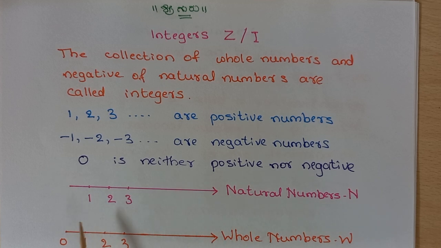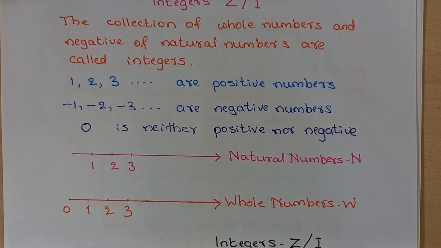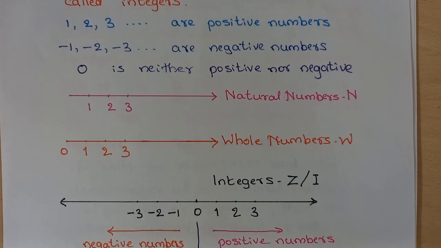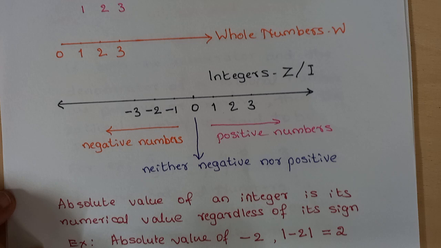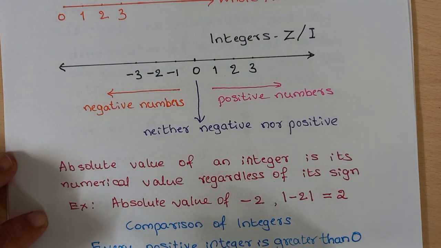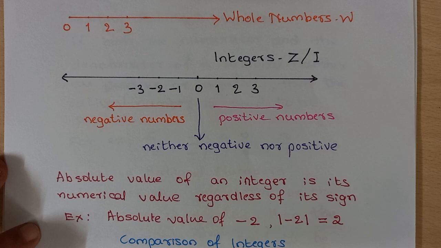endless. Whenever you say that this is the largest number, there is always another next number you will get. Same with the whole numbers. And we call them integers when we add negative numbers to the family. And these integers are indicated on the number line like this.